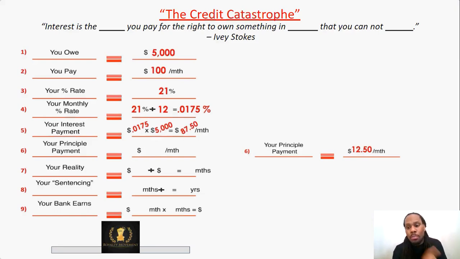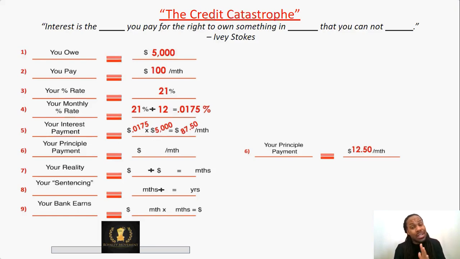Your principal payment is actually $12.50. So every month you're paying $100. $12.50 of it is actually going towards the debt to pay it off. The other $87.50 is going towards interest. In other words, that's what's going towards making the lender rich.